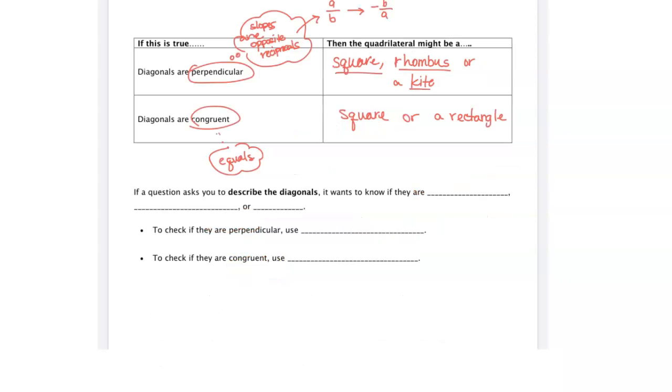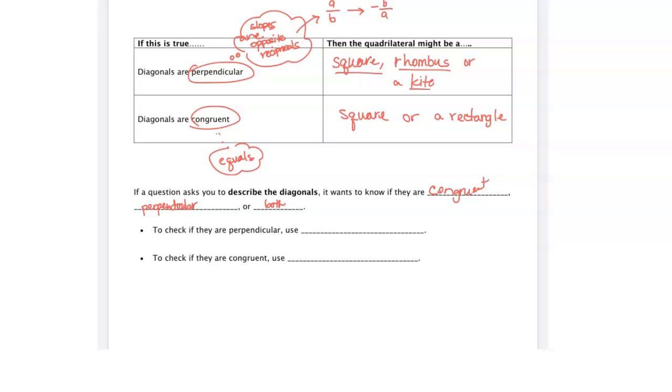So if a question asks you to describe the diagonals, it wants to know if they are congruent, perpendicular, or both. So are they equal, are they perpendicular, or are they both congruent and perpendicular? Again, remembering that congruent, another word for it, is equal.